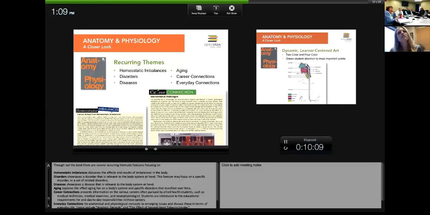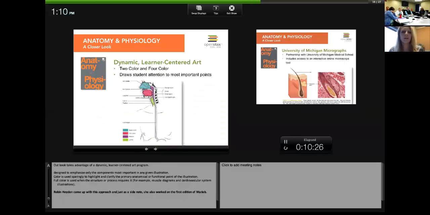And 2 that are typically always included are career connections and everyday connections. So we really try to bring it home for the students. For example, the economics textbook now has a section on Bitcoins in it. So we really try to bring it up to date. We also really, really focus on artwork and making it so that students can see the artwork in a way that's going to be the most beneficial to them. So we've partnered with some groups that have really studied this subject, and we really try to use 2 and 4 color art to make sure that students' attention is drawn to the most important points.